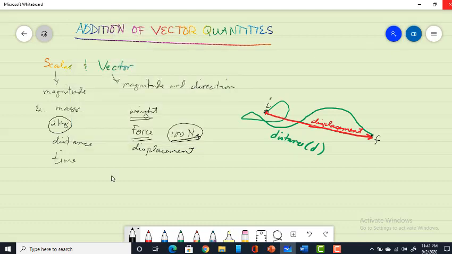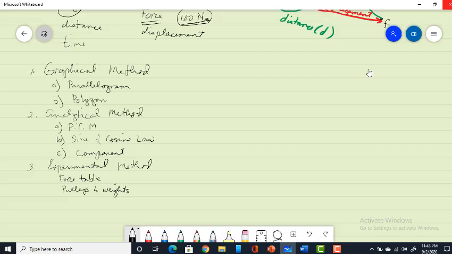Adding scalar physical quantities is very easy. Why? You will only use arithmetic, a simple addition. For example, mass magnitude 2 kilograms plus 6 kilograms. You can directly answer 8 kilograms. Simple mathematics because there is no direction. But how about vector? Since it involves direction, that complicates things. So let's have a sample.